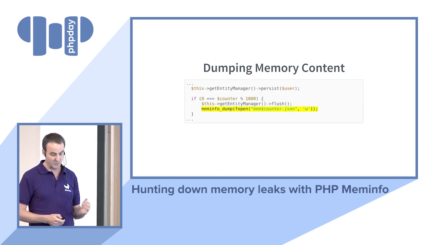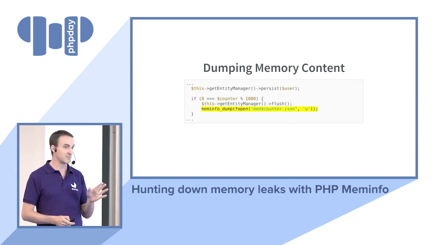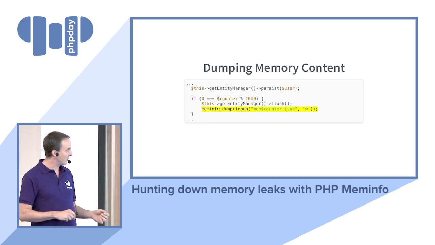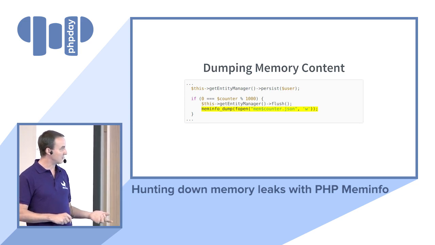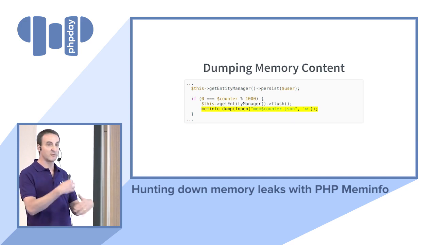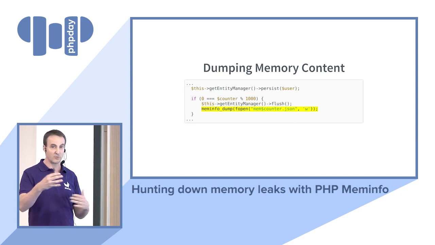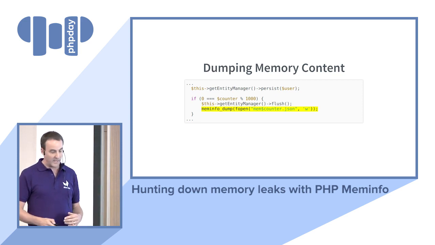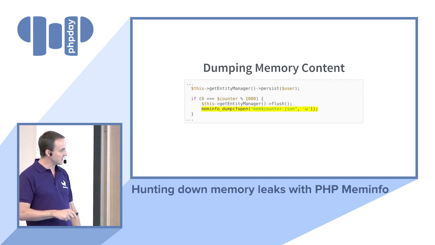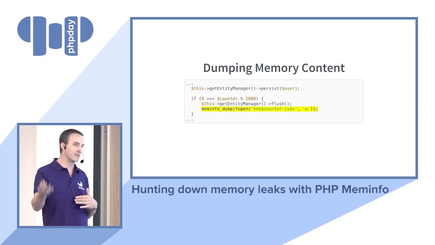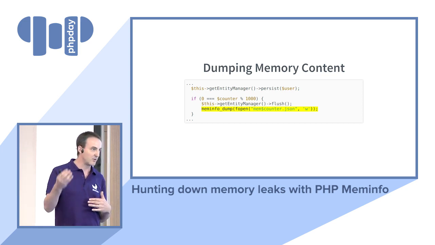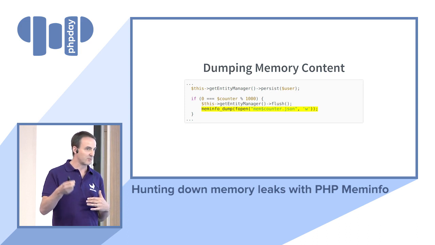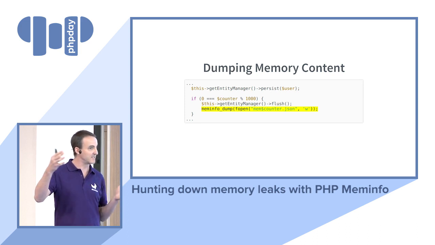To do that, I use the only function that is provided by the extension, which is meminfo dump. You provide a stream, and it generates a file where you have all the content of the memory. And I do that every 1,000 users because it's very interesting to follow the trend of the memory leak. To better understand the memory leak, it's better to understand how it's evolving in time.